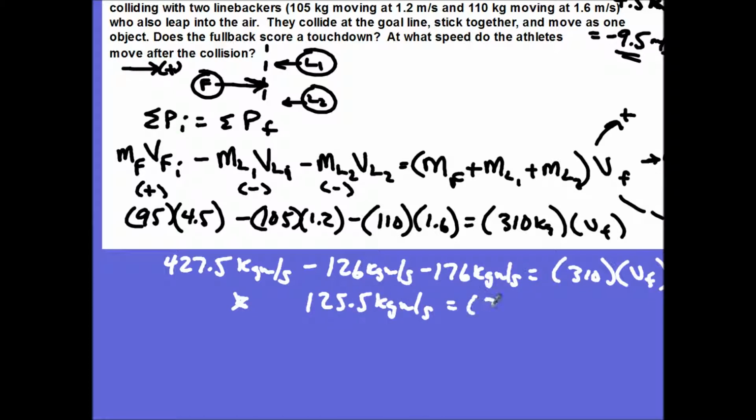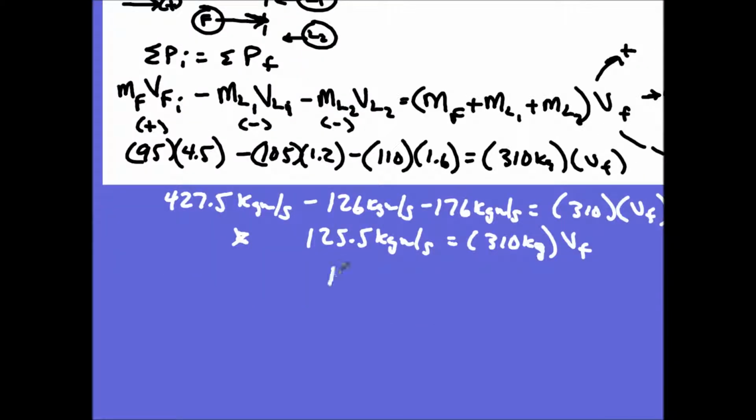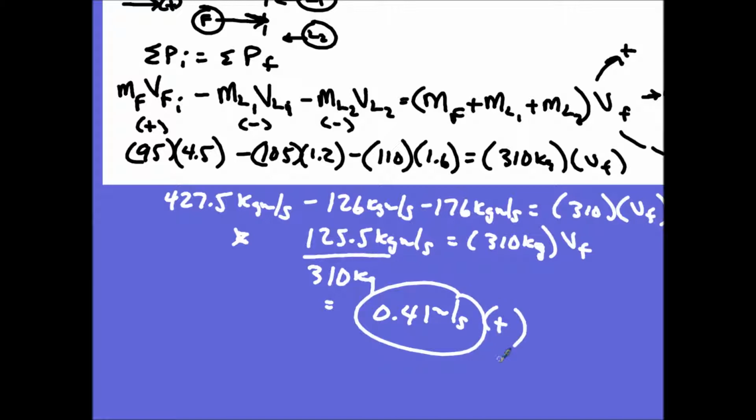That is equal to 310 kilograms times V final. And that final velocity would then be just 125 divided by 310 kilograms, which turns out to be about 0.41 meters per second. It's a positive velocity. He scores a touchdown, and they win the game.